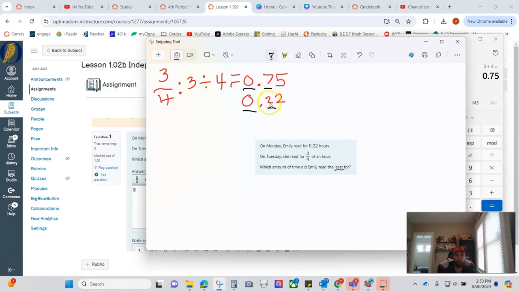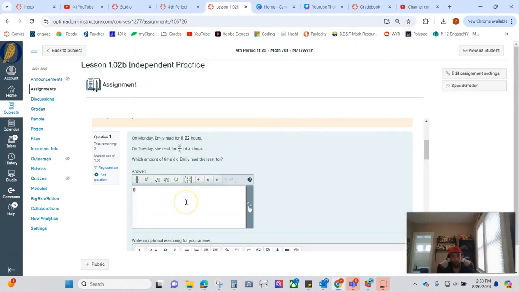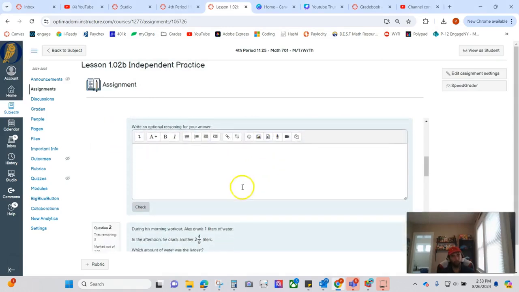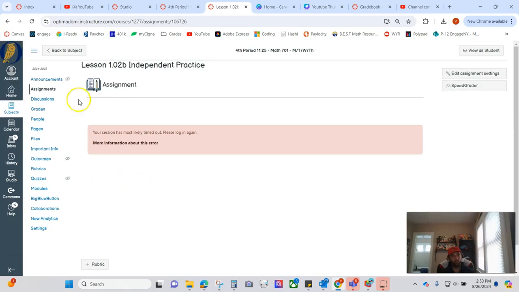Which number is smaller, 7 or 2? 2 is less, so that must make 0.22 smaller than 0.75, because 2 is smaller than 7. Wonderful. So let's put that in here. 0.22 is smaller. Let's check.